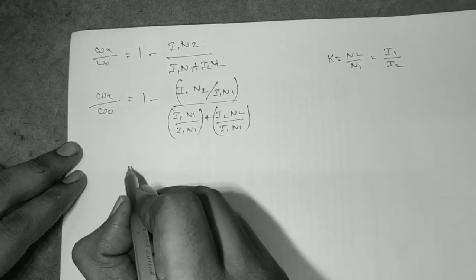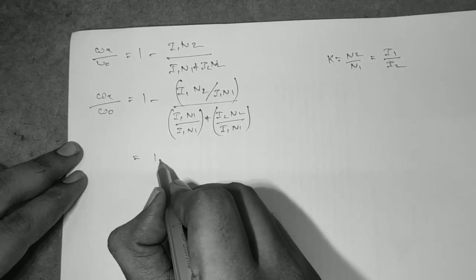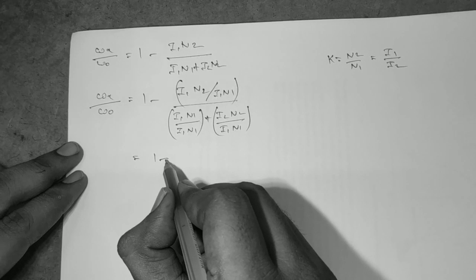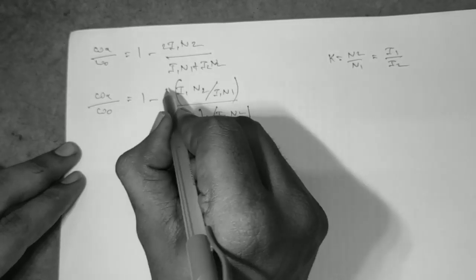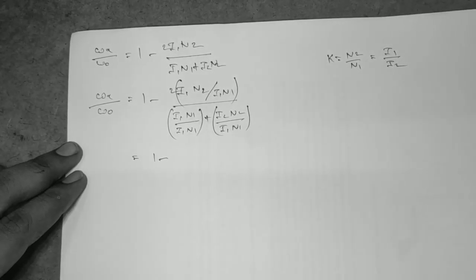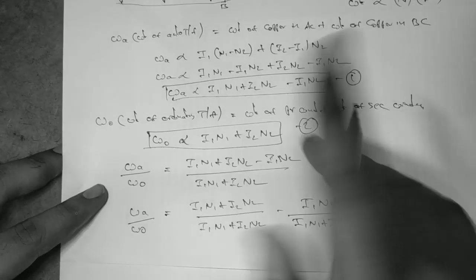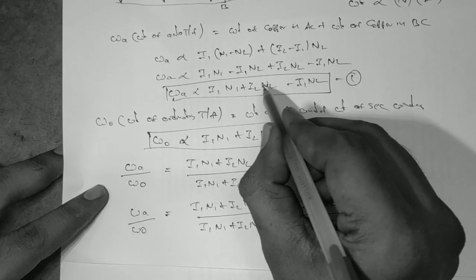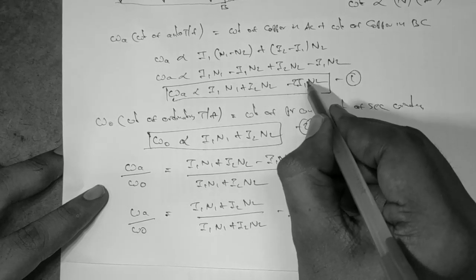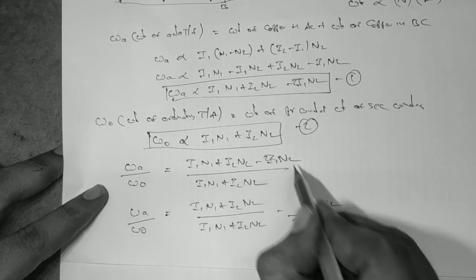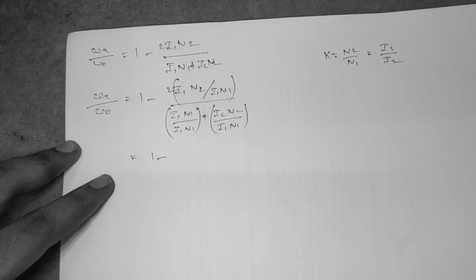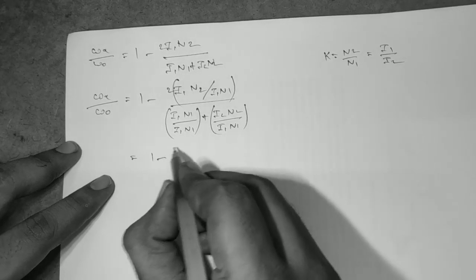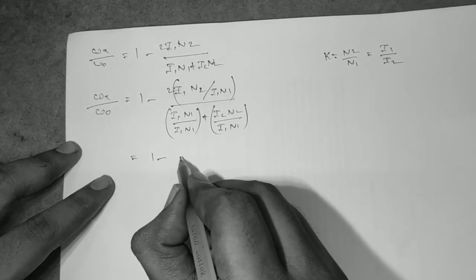So in the denominator the first term is cancelled, and the second term will be equal to 1. Sorry, in the first equation I missed the term 2, so it is 1 minus 2 into I1 and 2. So replace all the numerator terms with 2. I have missed the term. Actually it is 2 into I1 and 2.